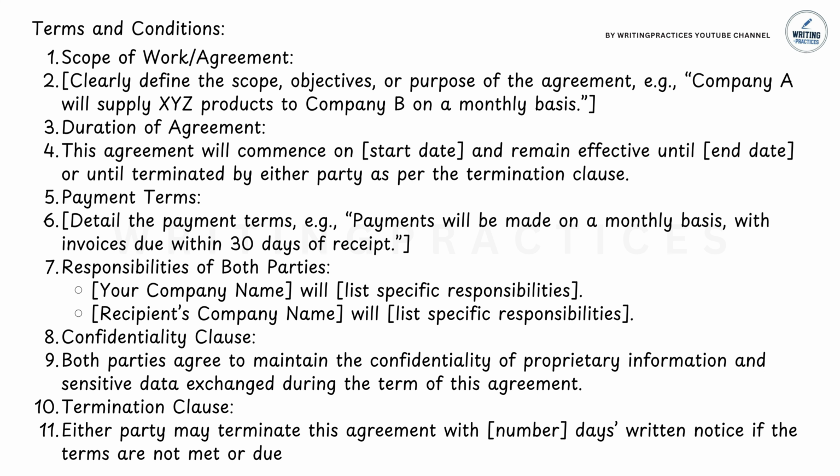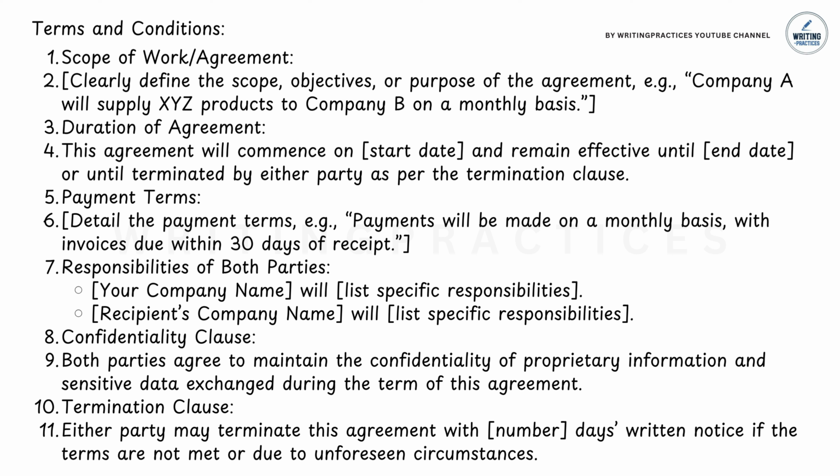B. Duration of agreement. Specify the start and end dates of the agreement. This time frame establishes the period during which the terms are applicable. For instance, this agreement will commence on January 1, 2025, and remain effective until December 31, 2025, or until terminated by either party as per the termination clause. Defining the duration provides a clear timeline for the partnership.